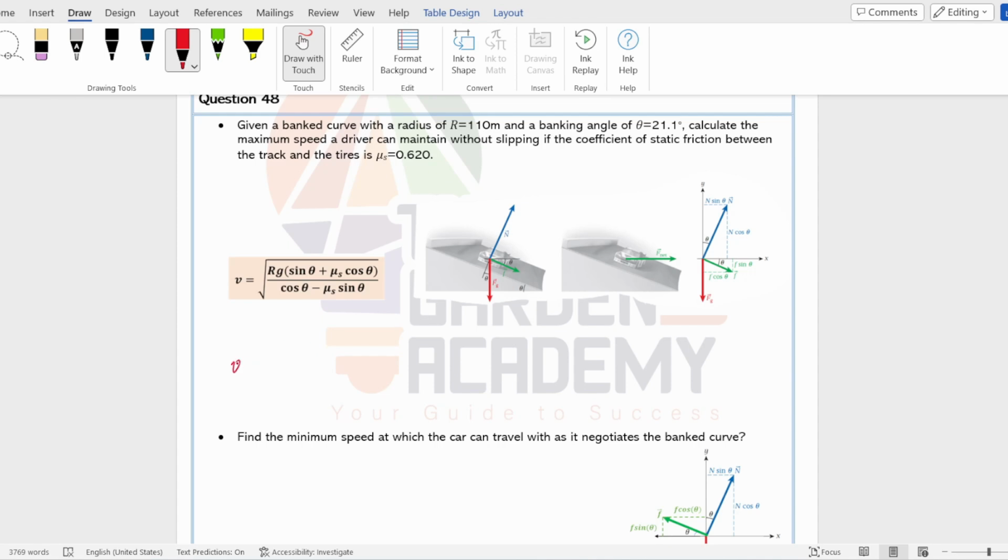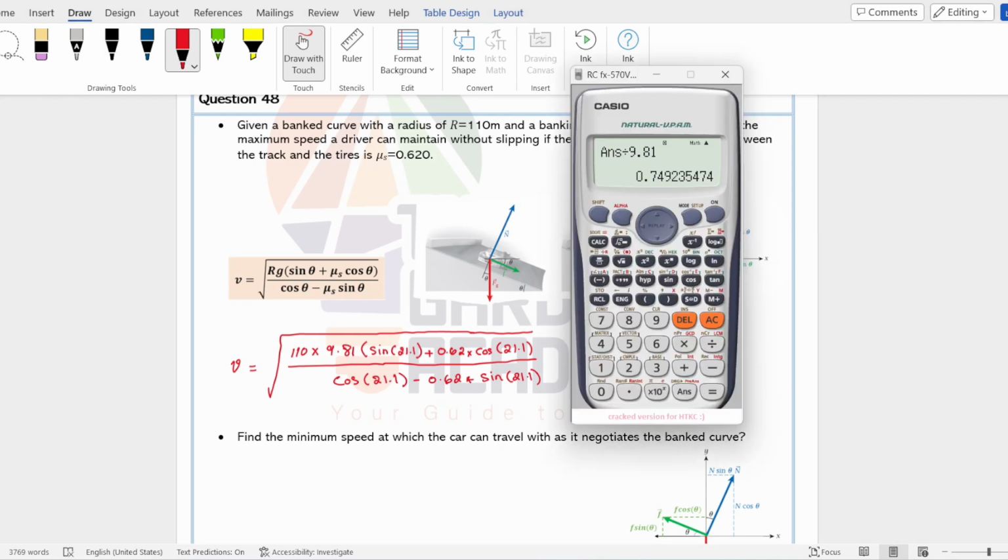So v in this case is equal to the square root of, the radius of curvature 110 multiplied by g, which is 9.81, multiplied by (sine the angle, which is 21.1, plus mu s, which is 0.62, multiplied by cosine 21.1) divided by (cosine the angle, which is 21.1, minus 0.62 multiplied by sine 21.1). Right. Now, to find the answer, let's do the calculation in the calculator together.